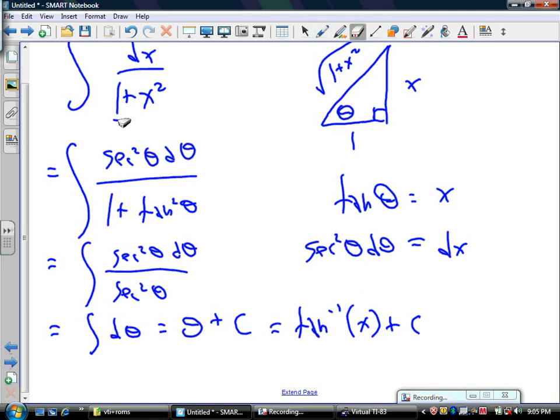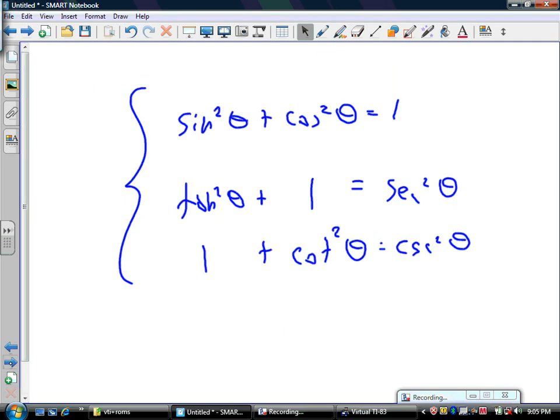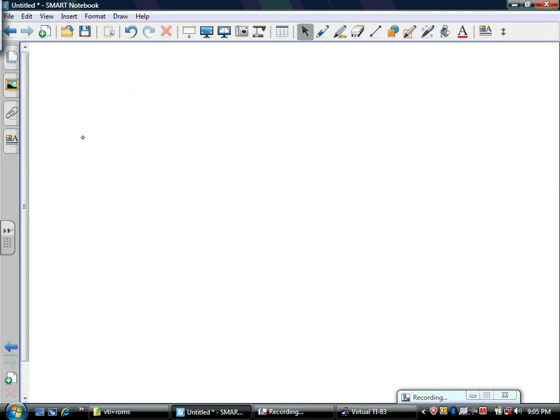It's rewriting it so that if it's not integrable the way it's written, maybe it's integrable in terms of some kind of trig substitution, some kind of thing in theta. Okay? All right. Try this on for size. What's the antiderivative of 1 over rad 1 minus x squared dx?